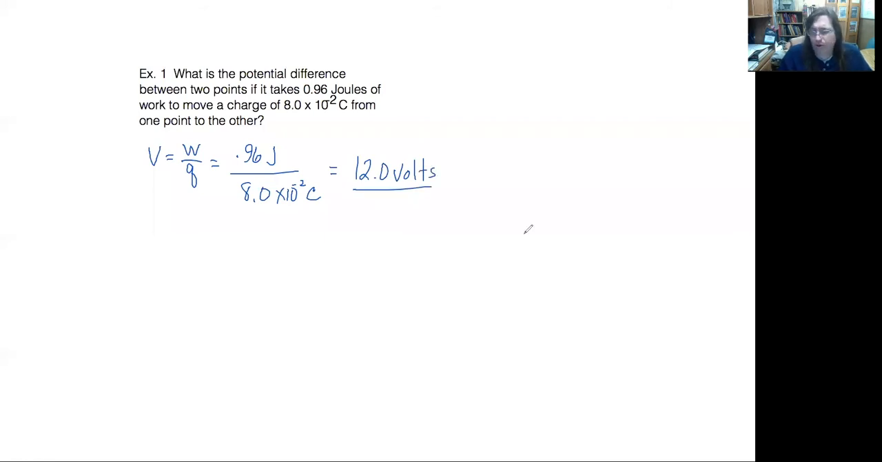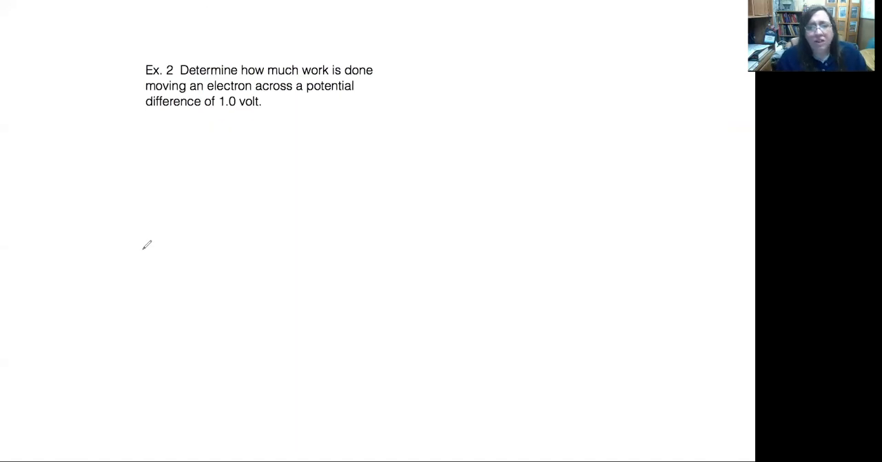Pretty easy, pretty straightforward. In this problem, we're asked to determine how much work is done by moving an electron across a potential difference of 1 volt. So again, we're going to come back to set up our equation, V equals W over Q. However, we're looking for the amount of work that's being done here. So I'm going to rearrange my equation.